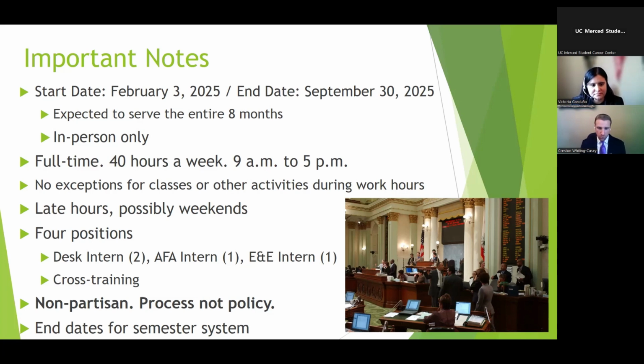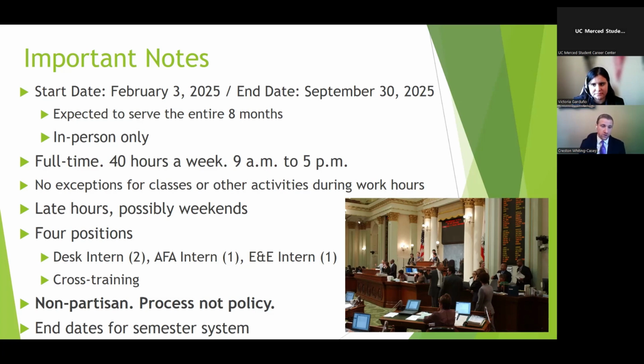Now, what I have here in bold is nonpartisan, process, not policy. The reason I need to highlight that is when you think of a capital internship, you're probably thinking of something political in nature, involving moving policy and policy development. That's not who we are. Think of us as kind of like the referees in the game. We're not partisan, we're not for either side. We're just making sure that the process of how things go runs smoothly. So if you're really interested in knowing how that's done, that's great.